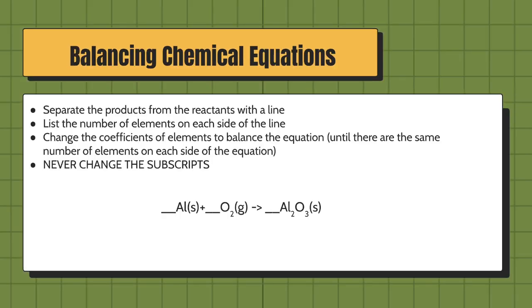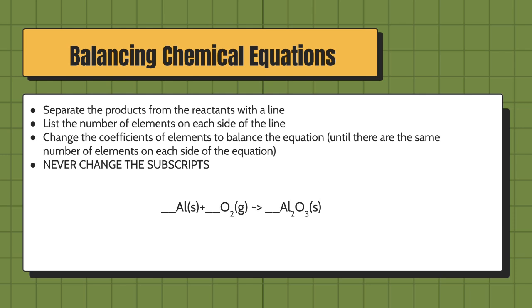Now we'll move on to balancing chemical equations. When balancing chemical equations, the first thing you should do is separate the products from the reactants with a line. Then list the number of elements on each side of the line. Change the coefficients of elements to balance the equation until there are the same number of elements on each side of the equation, and always remember to never change the subscripts.